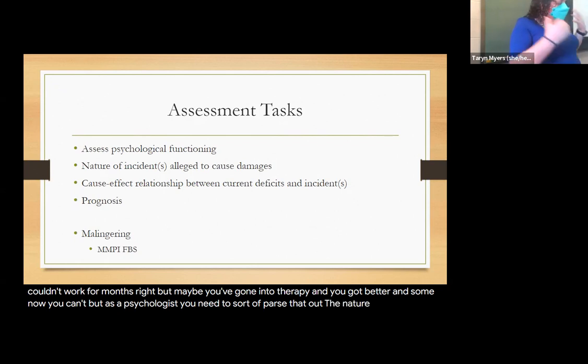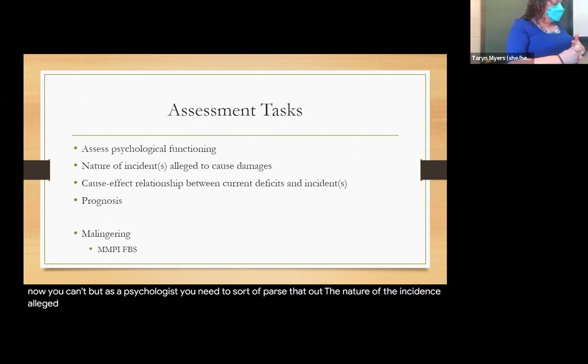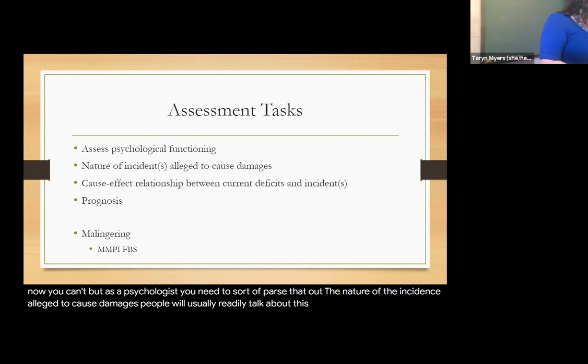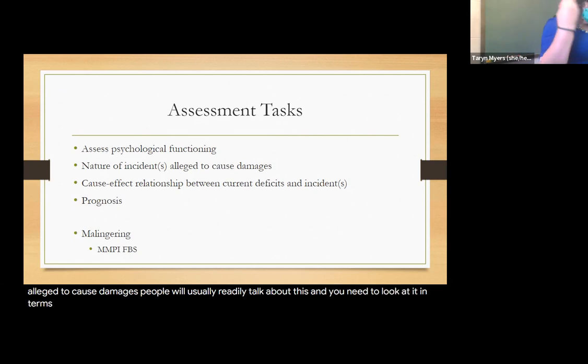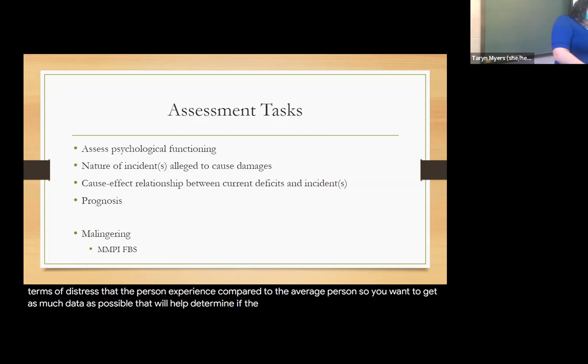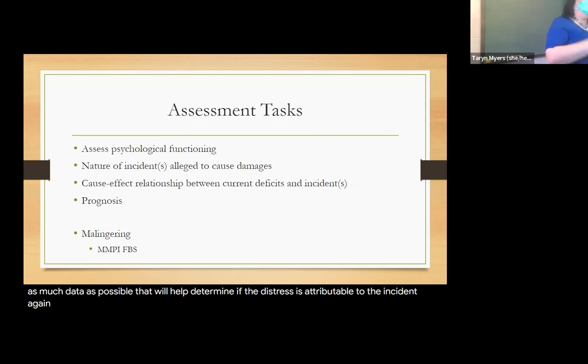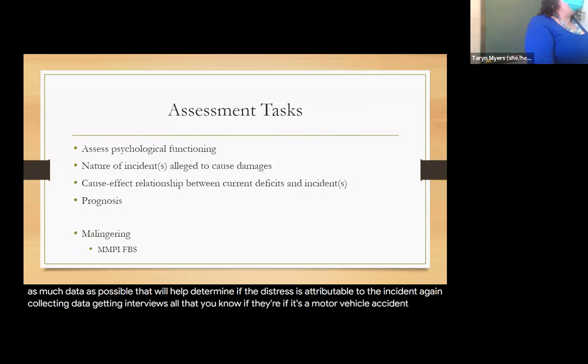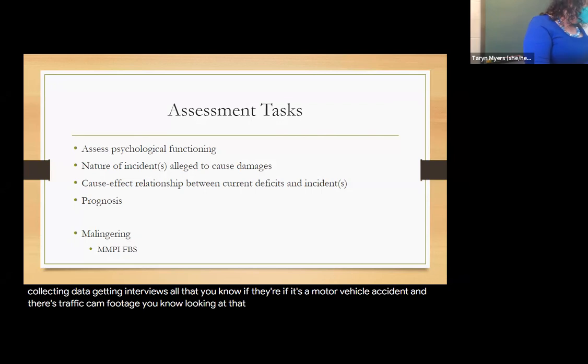The nature of the incidents alleged to cause damages. People will usually readily talk about this. And you need to look at it in terms of distress that the person experienced compared to the average person. So you want to get as much data as possible that will help determine if the distress is attributable to the incident. Again, collecting data, getting interviews, all of that. If it's a motor vehicle accident and there's traffic cam footage, looking at that.